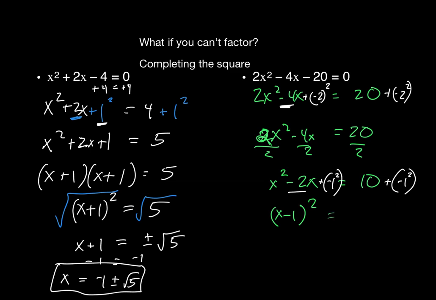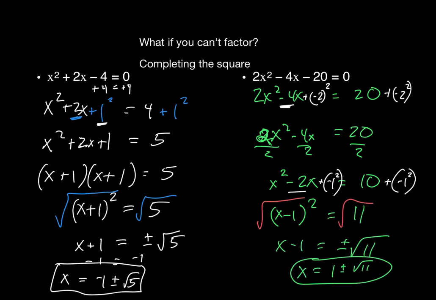This equals 11. Square root both sides. X minus 1 equals plus or minus the square root of 11. Add 1 to both sides. X equals 1 plus or minus the square root of 11. And again, if you did the quadratic formula, you would get to that same answer as well. It would just take some time.